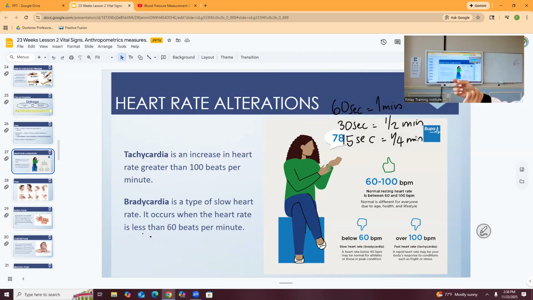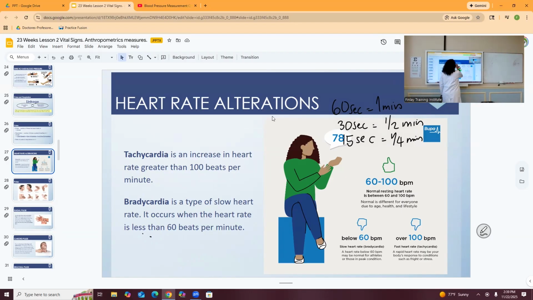If you want to use the technique for 15 seconds, that means that you're going to multiply by 4. So let's say that you feel 20 pulses in 15 seconds. 20 multiplied by 4 is 80. So that means that my heart rate is going to be 80 per minute.